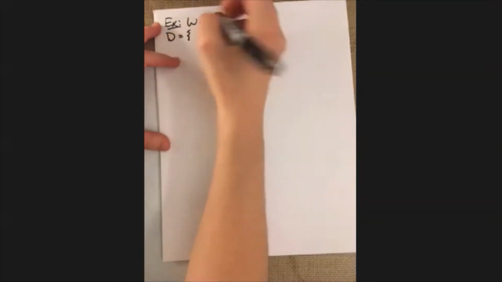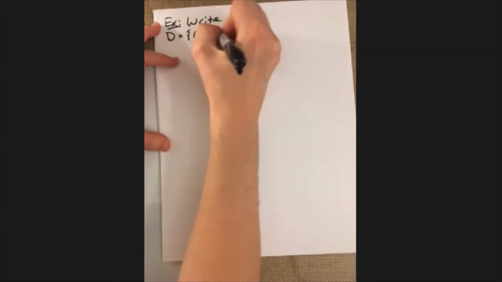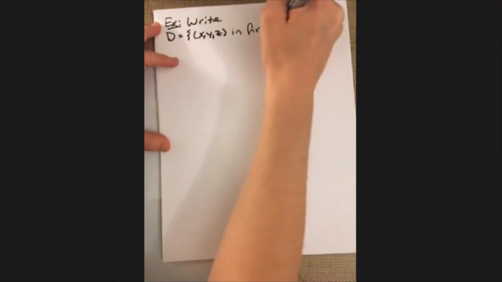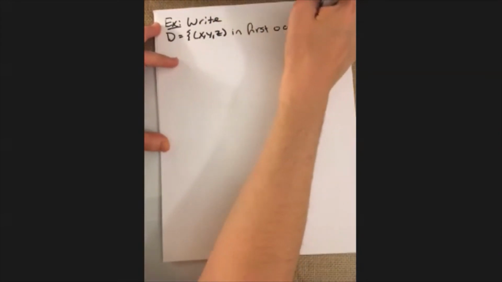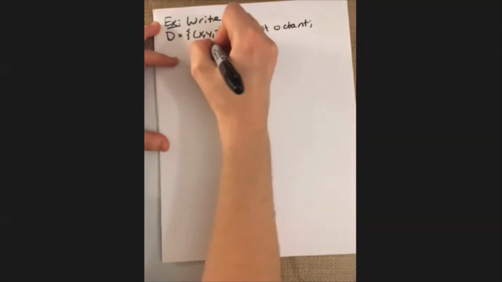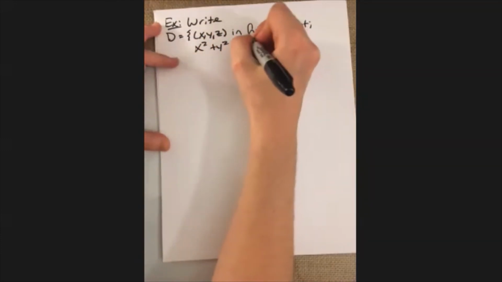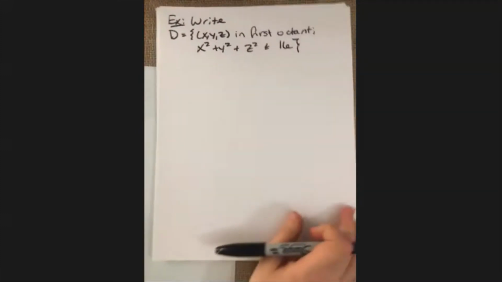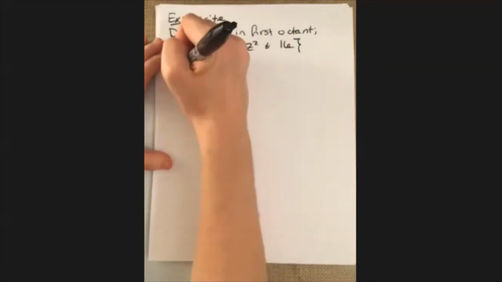So in this one, we have D equal to (x, y, z) in the first octant. And this will be such that x squared plus y squared plus z squared is less than or equal to 16. Okay, let's look at this particular shape.